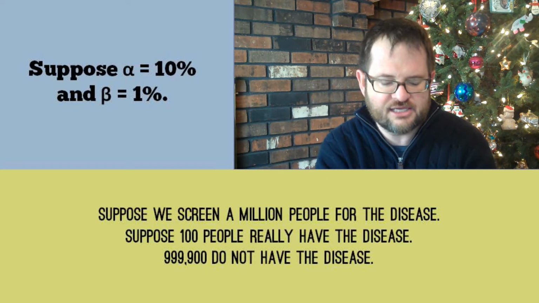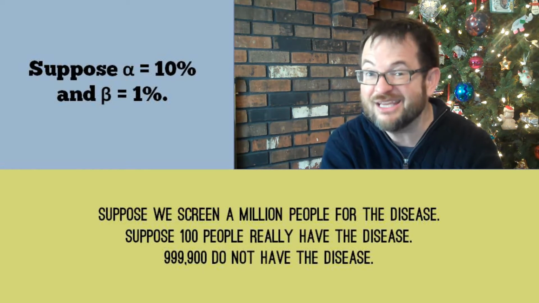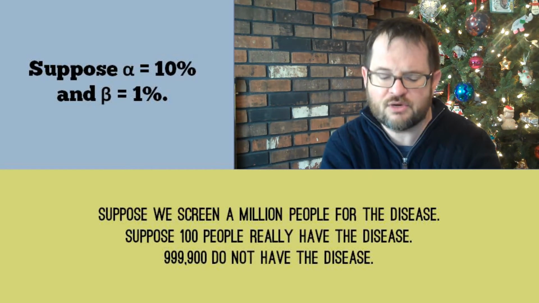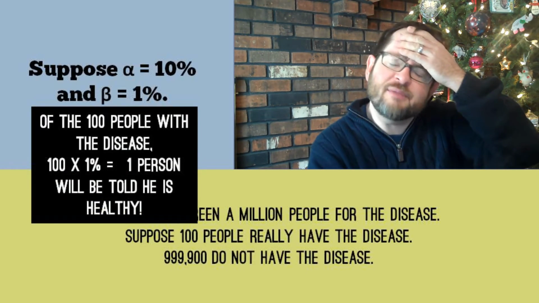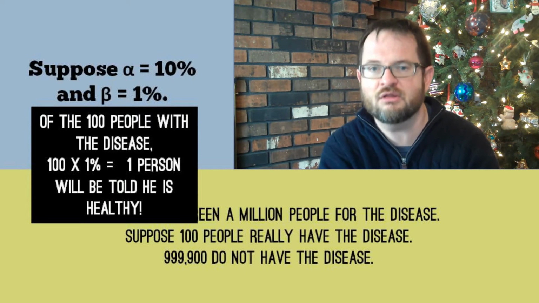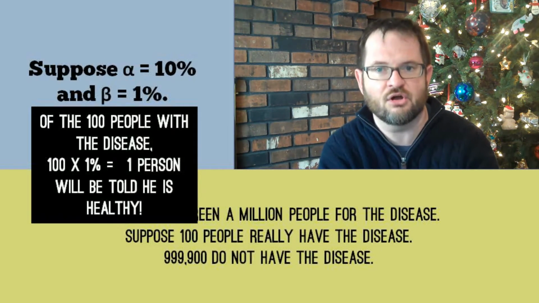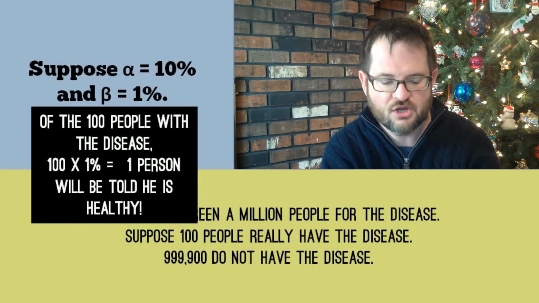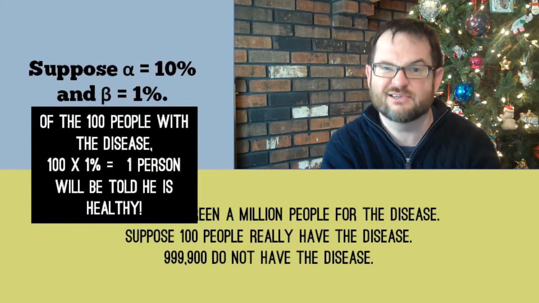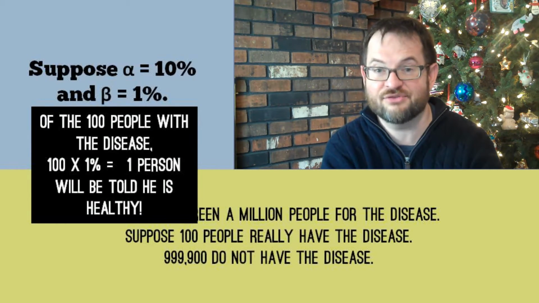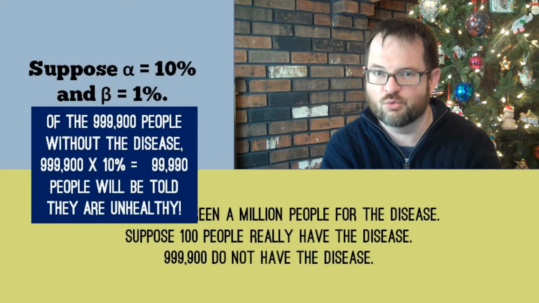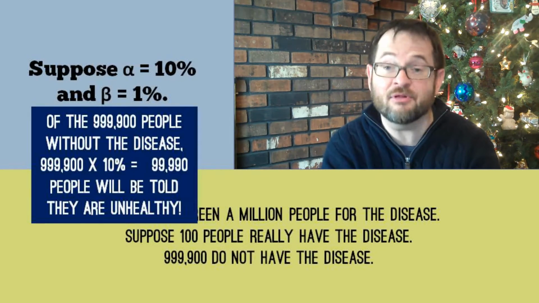So we screen these million people. 100 of them really do have the disease, and 999,900 do not. All right, let's screen 1 million people. Well, of the 100 people who really do have the disease, 1% of the time we're making a type 2 error. We are wrongly failing to reject the null hypothesis, and we tell these people that they're healthy. 1% out of those 100 is going to walk away from the doctor's office thinking that he's healthy. Doctors hate that. Okay? Somebody's out there not getting treated for his disease. But 99 out of 100 people are now getting treatment.